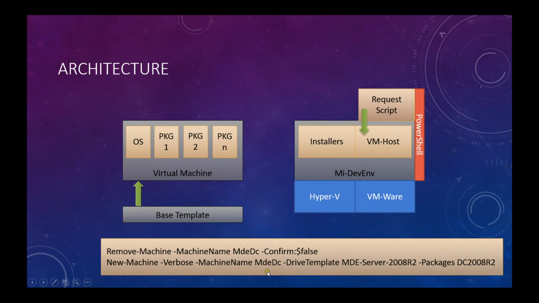So after we've said what the machine's called, what the operating system, or base template rather, is going to be used, then we say what packages need to be installed. And this is a simple example of how to create a domain controller, and this is saying use the domain controller settings for a domain controller based on 2008 R2 operating system. So there we can see in 2 lines I can create myself a domain controller, and sometime later, not very long, that machine will be ready to use and I won't have had to make any more additional inputs.